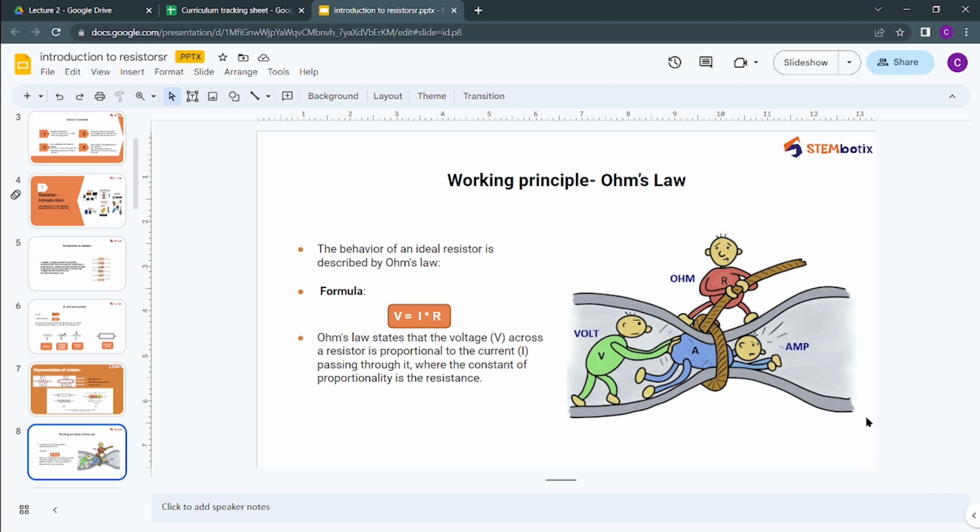Now this power is converted into heat, which must be dissipated by the resistor's package before its temperature rises excessively. So resistors are used to dissipate power. Resistors are rated according to their maximum power dissipation.